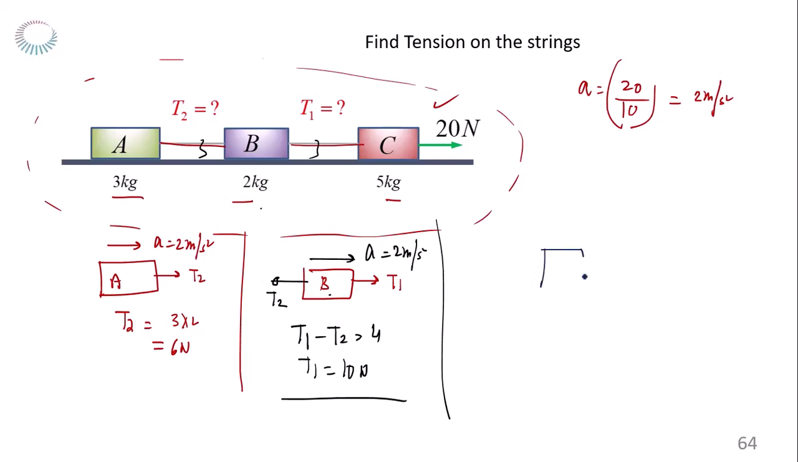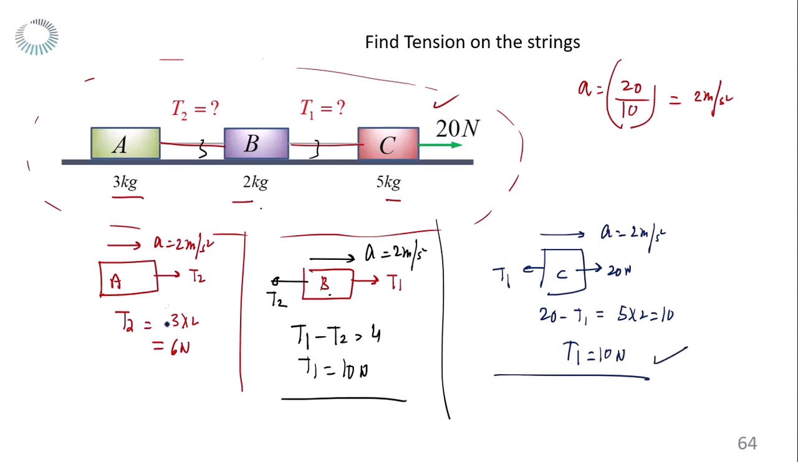So for the C particle, a force of 20 Newton is acting over there, and there is another tension T1. Again, the particle is moving with the forward acceleration a equals 2 meter per second square. So net force along acceleration is how much? 20 minus T1 equals mass into acceleration, means 5 into 2, means 10. So T1 becomes 10, so that verifies you are getting the correct answer.